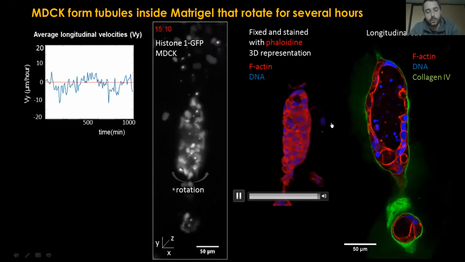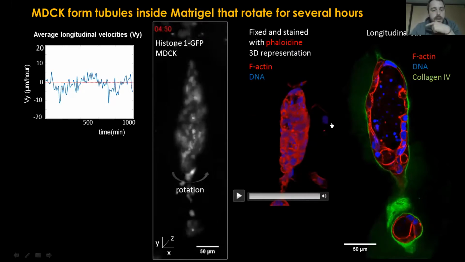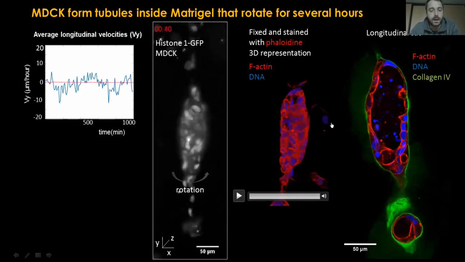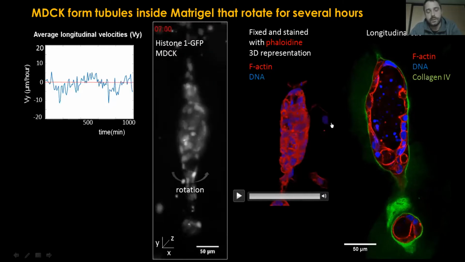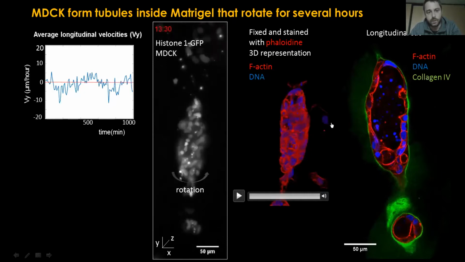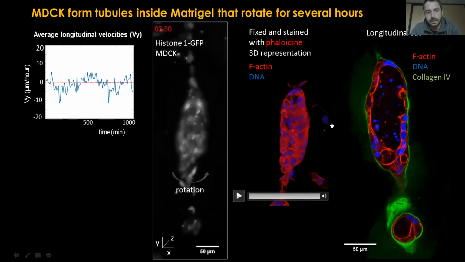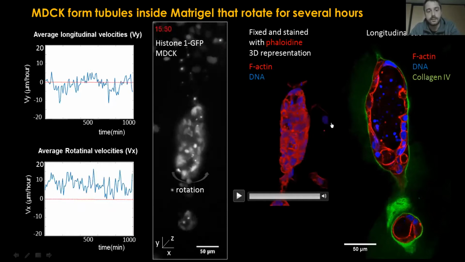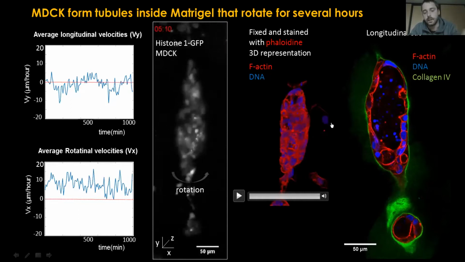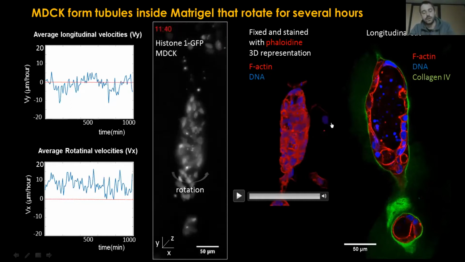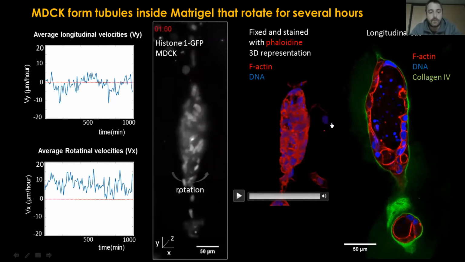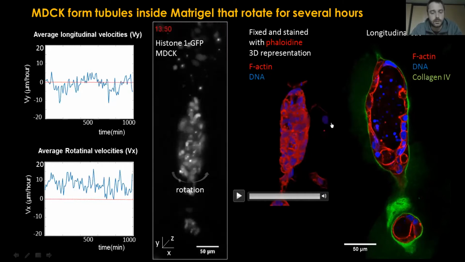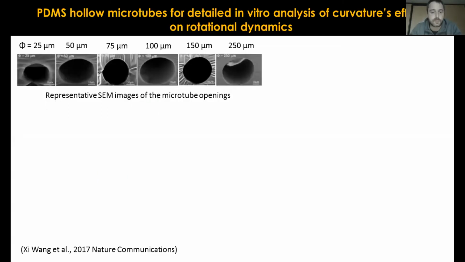So if we look at the Y and X axis from this movie, if you measure the speed of the cells just by tracking the nuclei on the Y axis, the longitudinal axis, you will see that the speed is pretty much zero over time, because the cells move a bit randomly up or down. But if you look at the rotational velocity, so the velocity of the cells in the x-axis, you can see that it's constantly positive in this case, meaning that the cells constantly move towards the right, so they have a rotational phenotype. Now, we wanted to go deeper into that study and have more detailed information about the rotational dynamics. So we decided to use another model.